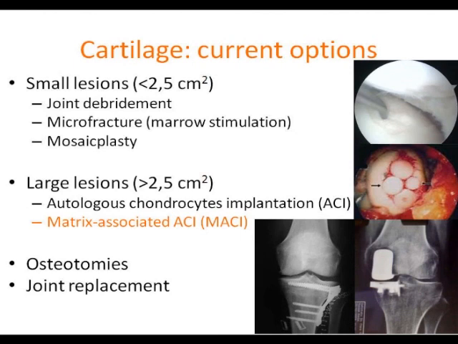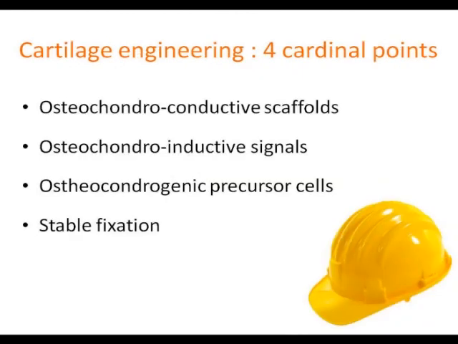So we will decrease the amount of load on the cartilage and the bone there, and we will decrease the pain, but we will not reproduce the cartilage. Or we can go straight forward at the joint replacement, metal and plastic instead of bone and cartilage. Again, also here we have 4 cardinal points. We do need osteochondral conductive scaffold, inductive signals, precursor cells, and the stable fixation.